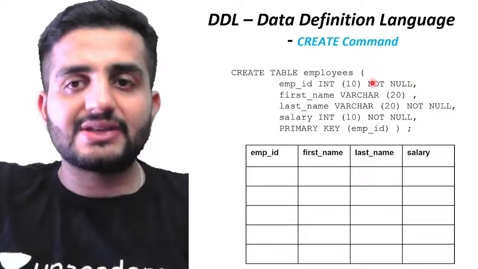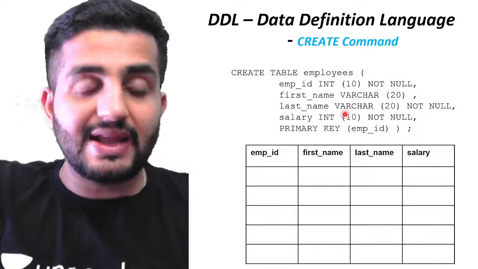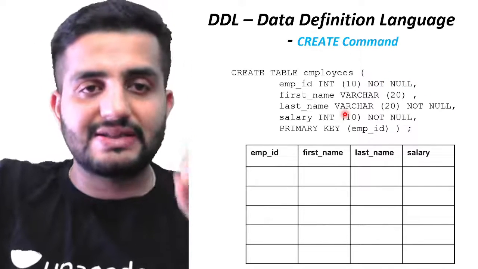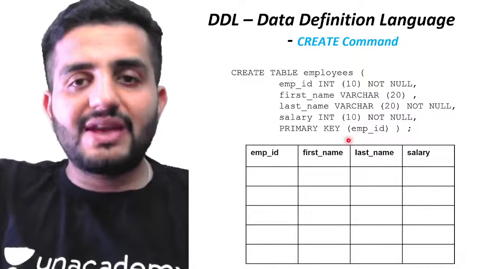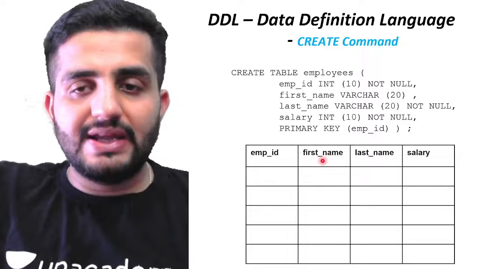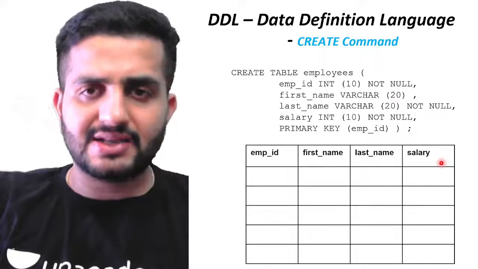So, guys, always remember the constraints, I'm defining them at the time of my table creation itself. That's something important to understand. By this, we have created a table which has four columns: employee ID, first name, last name, and salary. No questions here, right? I think it's pretty simple.